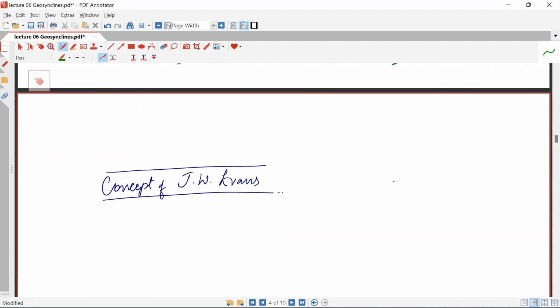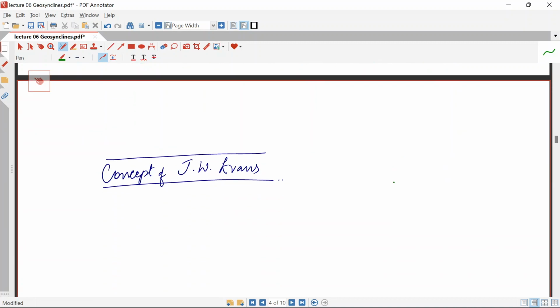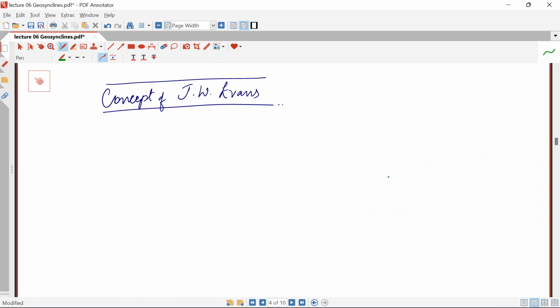Then next we'll see the concept given by J.W. Evans. According to him, it is difficult to present what a geosyncline is. He said that geosynclines vary in time, so it is difficult to present their definite form and location.